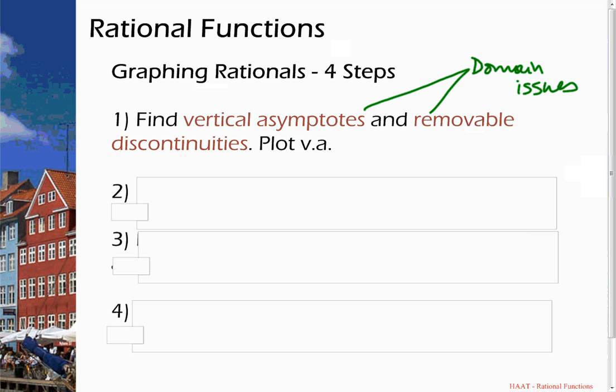As an example, if I had, let's say, 3 over x minus 4, you know x cannot equal 4. That is going to lead to asymptotes or the discontinuities. Removable discontinuities, like we talked about before, are going to be the ones that you can actually divide out. Those are those pesky ones. The vertical asymptotes are the ones that stay around the whole time. We're going to plot the vertical asymptotes.